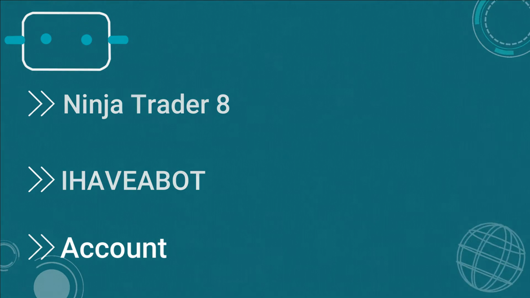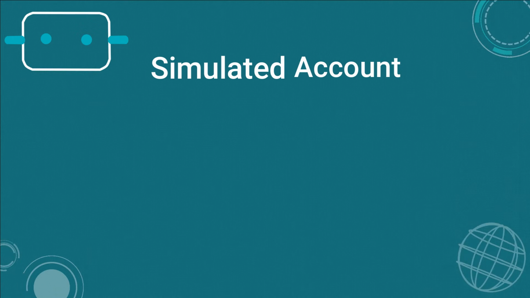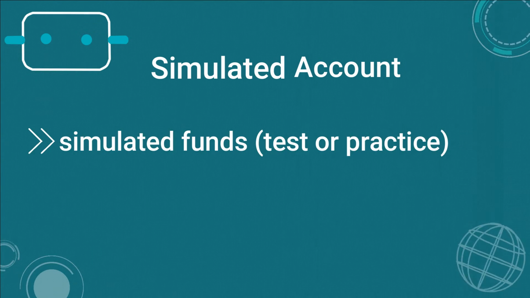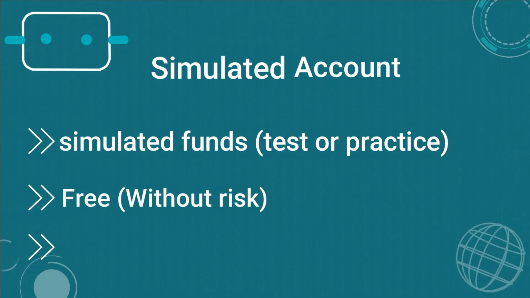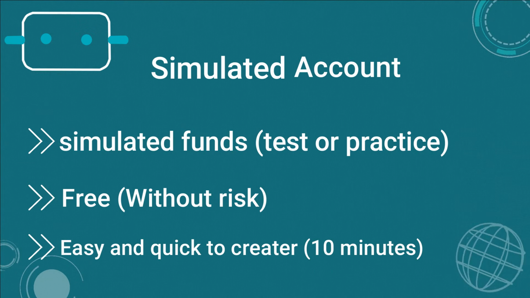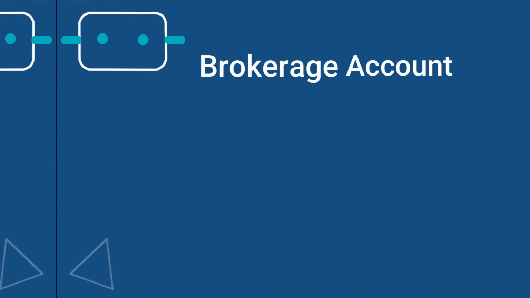There are 3 types of accounts. Simulated account. This type of account is used to practice or to test systems, since the data is real, but the funds are simulated. There is no money at risk, they are free and easily accessible. You can use our guide to easily create and configure a simulated account in NinjaTrader in 10 minutes. You'll find the link in the video description. Useful to start operating quickly while you are creating your real account.